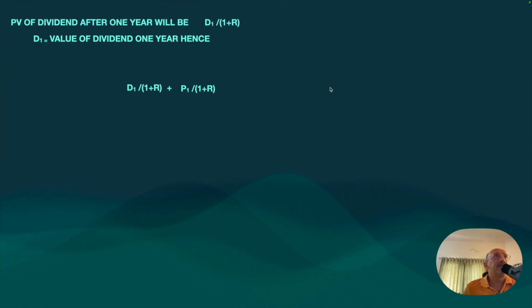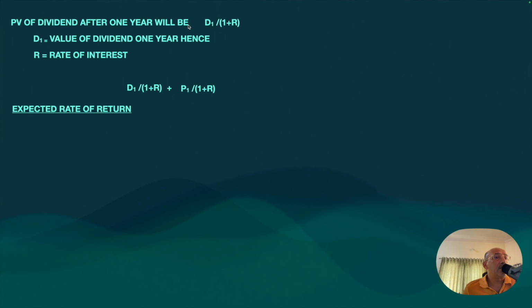Okay, this will be much easier. Now the present value of the dividend after 1 year is the same concept. Whatever formula we use for the stock, we are going to use for the dividend also. So if D1 is the dividend given after 1 year, and you divide the dividend by 1 plus R, the rate of return, you get the present value of the dividend. So D1 is the value of the dividend 1 year hence, and R is the rate of interest.